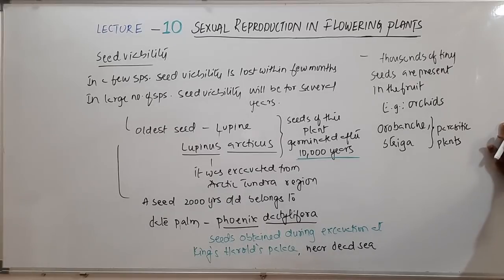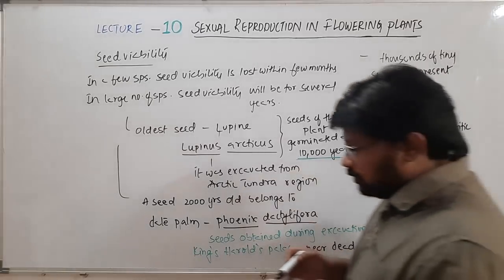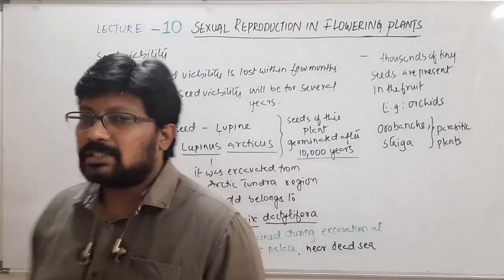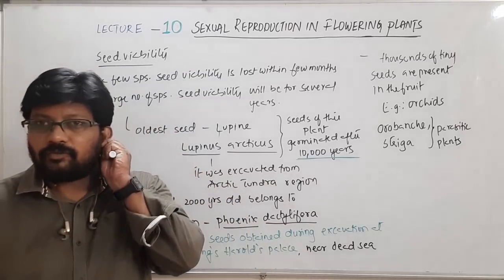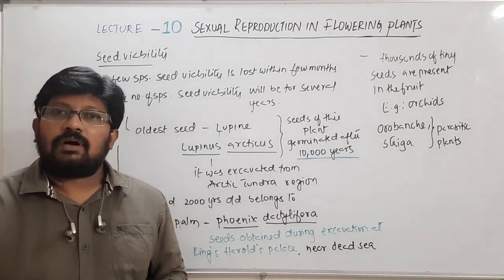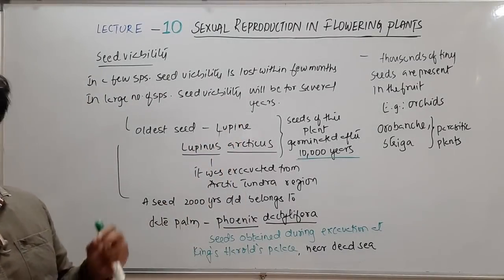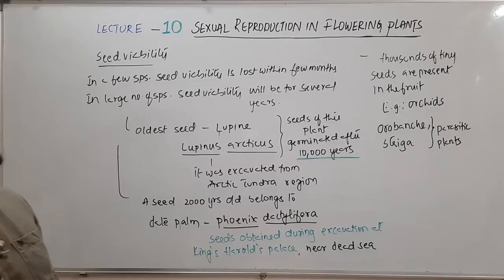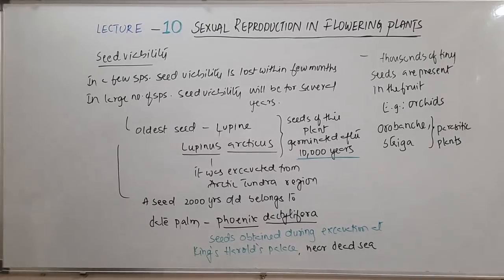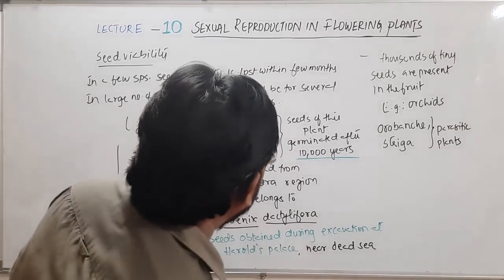So as I said, some fruits have only one seed, in some there may be two seeds, in some four, and it may go on. In some cases you will find thousands of minute seeds present inside the fruit, like in orchids, orobanche, and striga. So that's all about seeds.